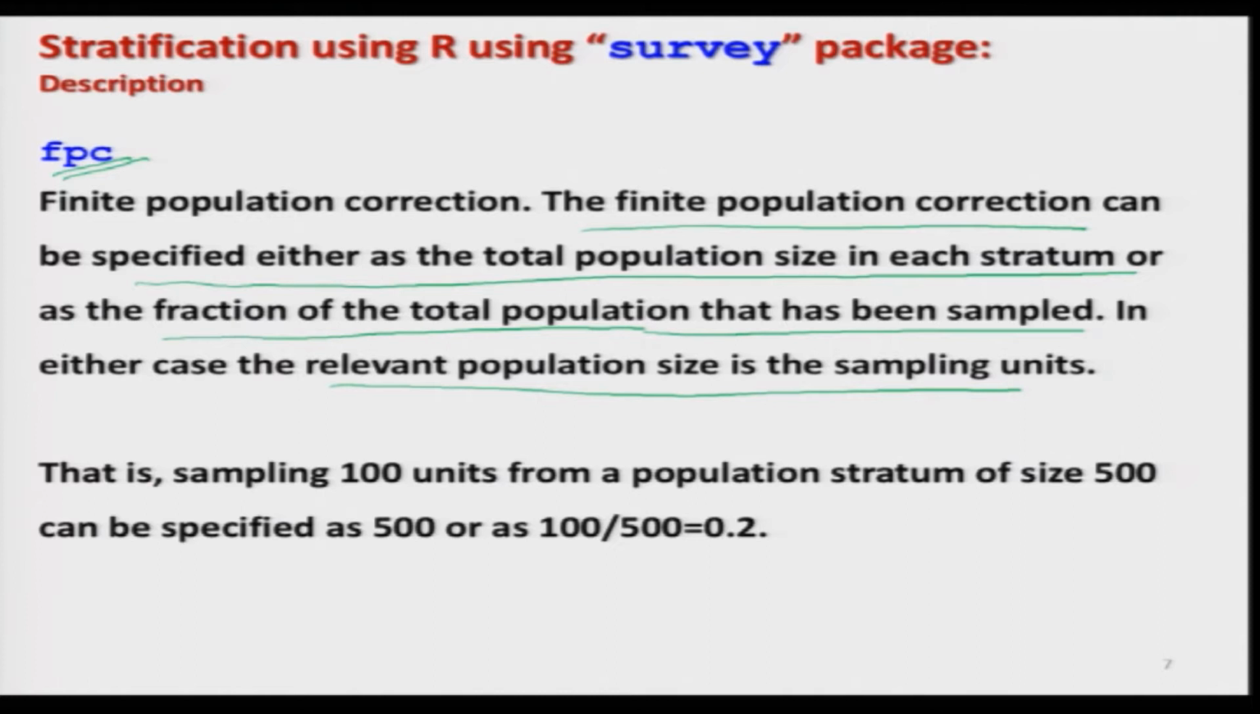For example, if you want to draw a sample of size 100 units from a population of size 500, then the FPC can be specified as 500, or 100 upon 500, which is 0.2. So, this is the way the information is given in this package.